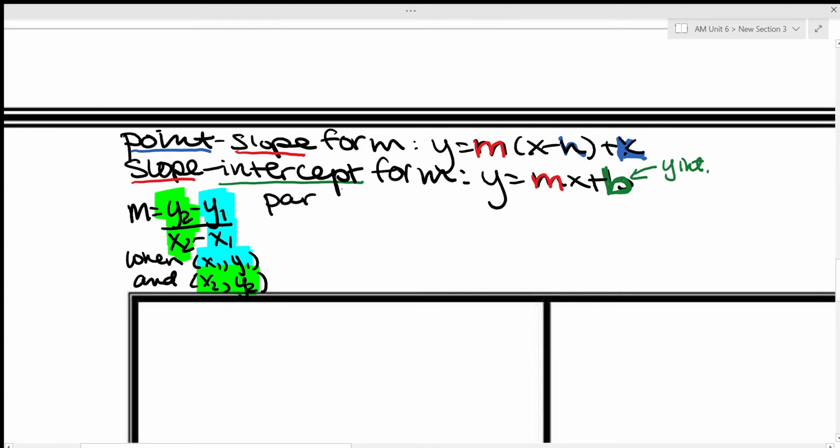Okay. Parallel slopes are exactly the same.